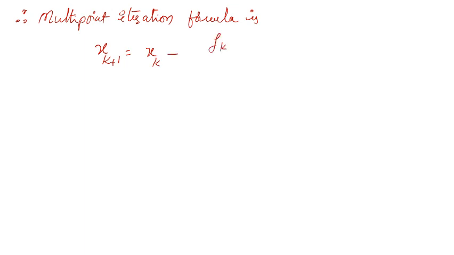Therefore, the multi-point iteration formula is xk plus 1 equal to xk minus fk by f dash of xk plus 1 by 2 xk plus 1 minus xk. Okay, this is one check. Still we can simplify this formula.